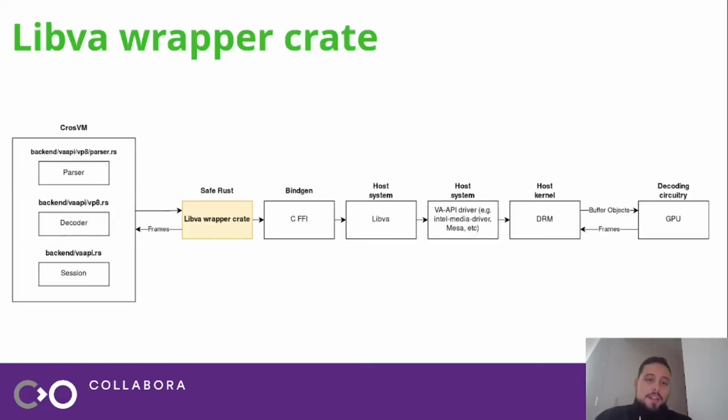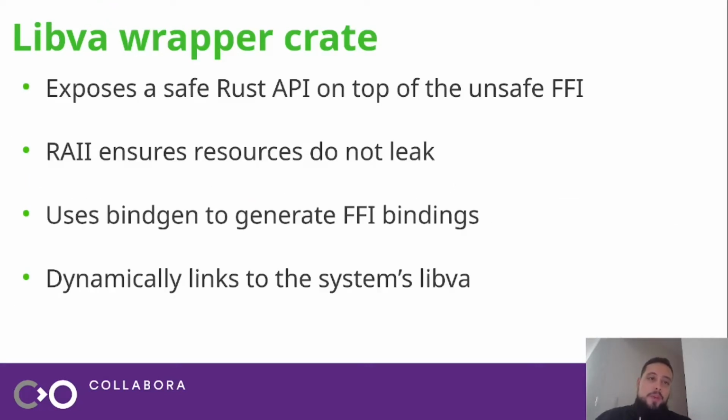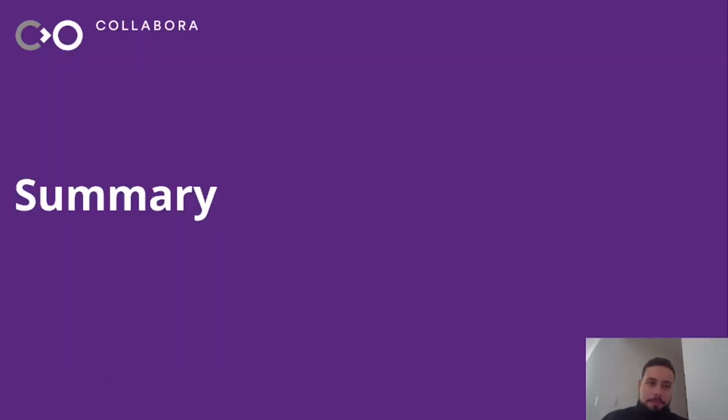And lastly, there's the libva wrapper crate, which will expose only a safe Rust API on top of the unsafe CFFI, and RAII will ensure that resources do not leak. It'll use bindgen to generate FFI bindings, and it will dynamically link to the system's libva.